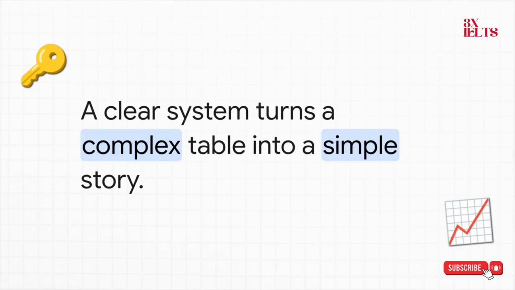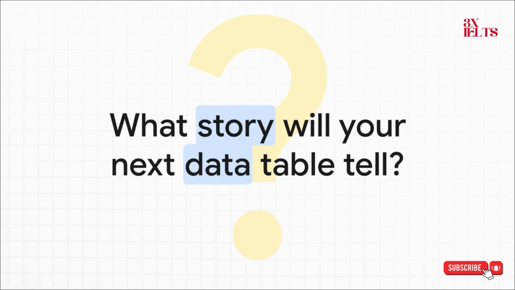So after all that, what's the big takeaway here? It's actually pretty simple. Having a clear system like our 3-phase attack plan is everything. It's what turns a complex, chaotic-looking table into a simple, compelling story. A story that's easy for you to write, and more importantly, easy for the examiner to reward with a really high score. So the next time you're staring down a data table, don't see chaos. I want you to see the story that's just waiting there to be told, because you now have the system to find it. The only question left is, what story will your next data table tell?